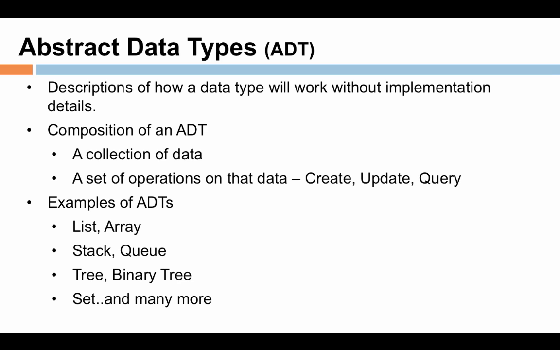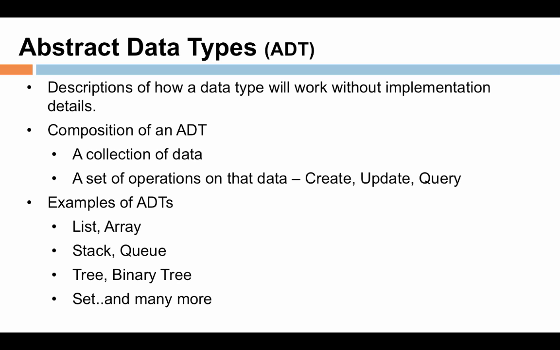So let us look at examples of abstract data types that all of us would be familiar with, unless this is the first time you are actually looking at this. So the examples of abstract data types are the most popular ones. An array is an abstract data type. List is an abstract data type. Stack and queue are abstract data types. Tree and binary tree are abstract data types. Set is an abstract data type, and there are many more. So therefore, in this slide, we have seen what an abstract data type is. So this slide essentially was the definition of an abstract data type.